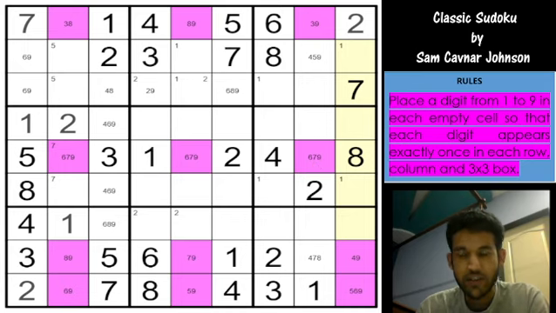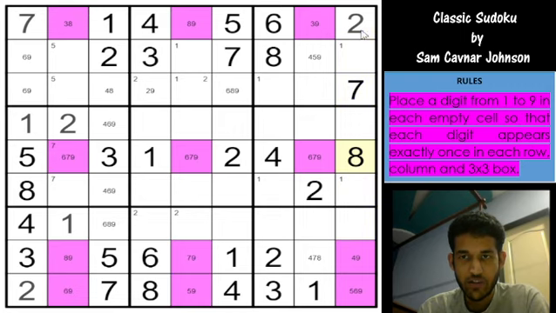So a swordfish, as I explained, is basically 3 rows and 3 columns. And when you extend the swordfish by one more row and one more column, you get a jellyfish pattern. So it's basically 4 rows and 4 columns. You will see that the 4 rows here are row 1, row 5, row 8 and row 9, and the columns are column 2, column 5, column 8 and column 9.